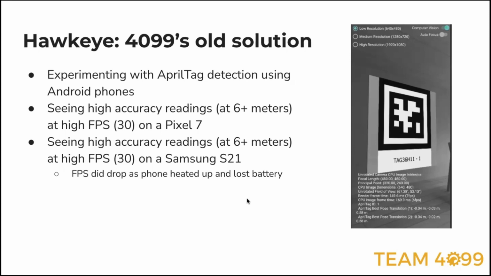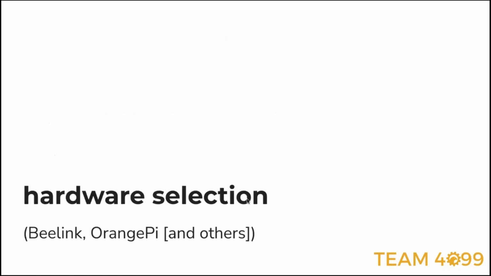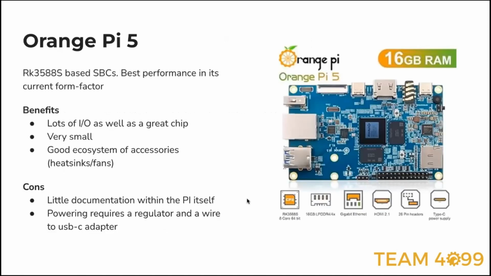detection software work. Okay, so now that we've talked about the software that you can run, it's really important to talk about the hardware that you can select. The first one is the Orange Pi. The Orange Pi is what we use on 4099. It is an RK3588 based single board computer.